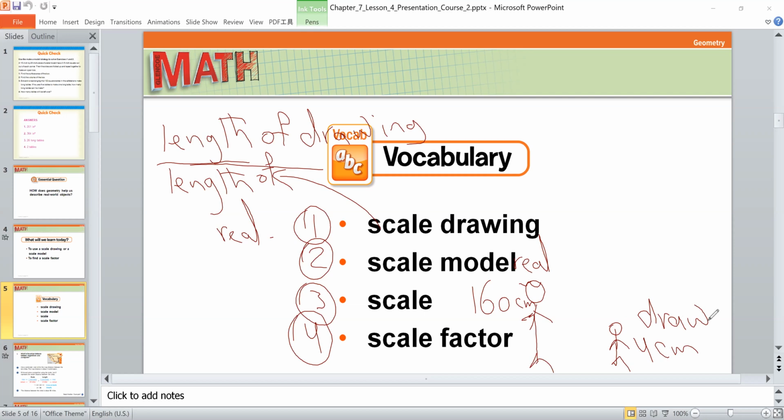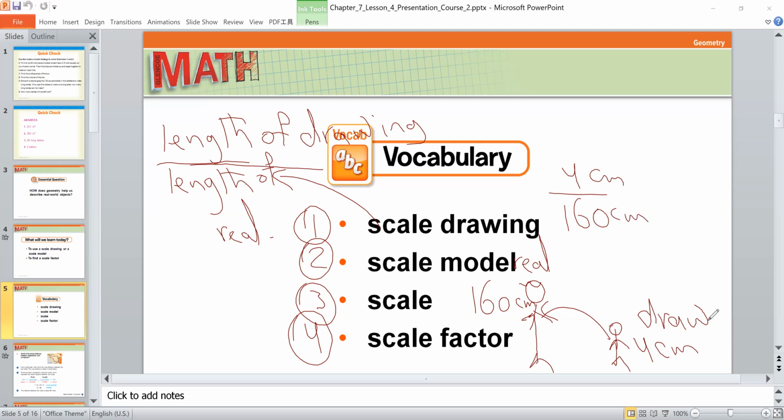So I have Khaled in the real is 160 centimeters. Khaled in the drawing is 4 centimeters. I need to find the scale drawing. So what will we do? We will put the drawing length over the real length. So it will be 4 over 160, and this one is centimeters and this one is centimeters.